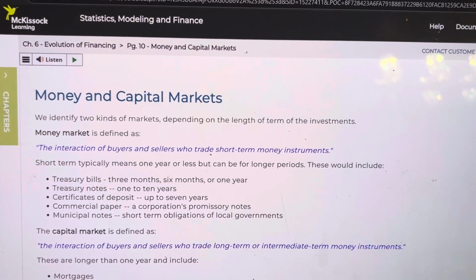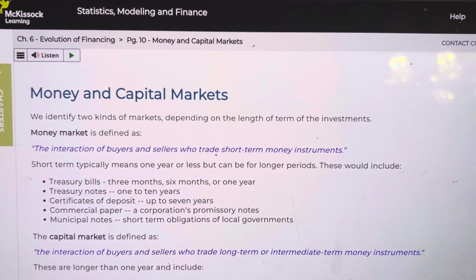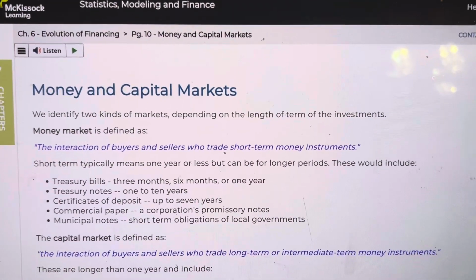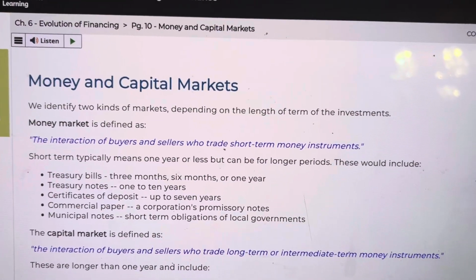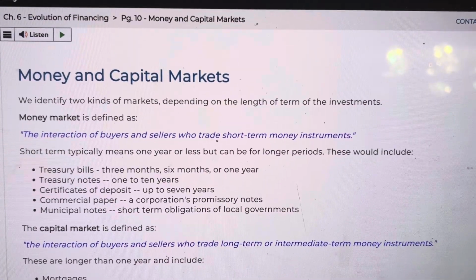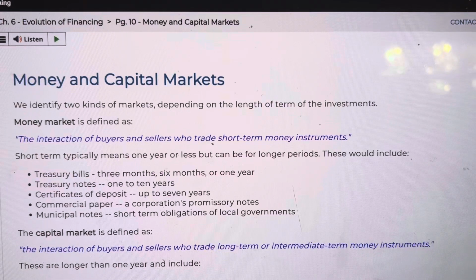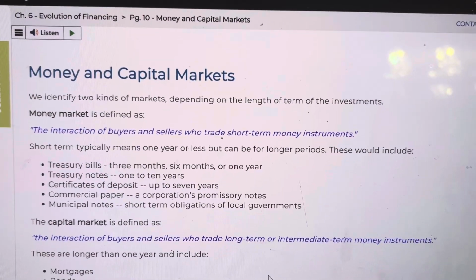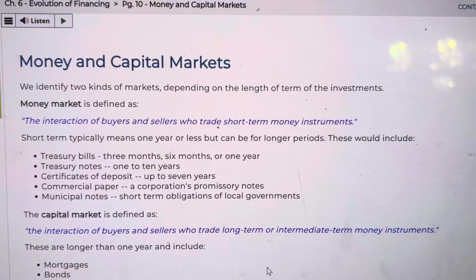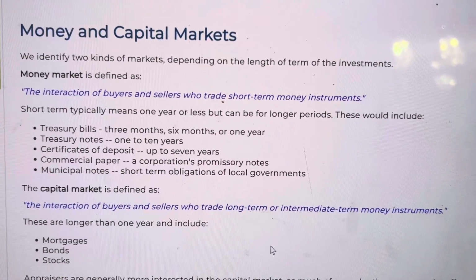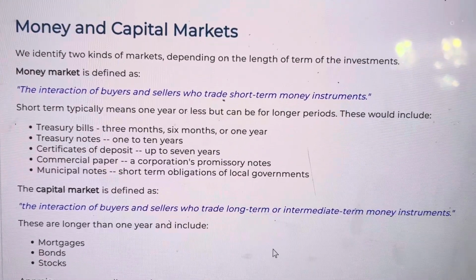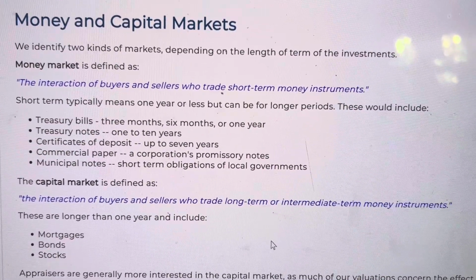Statistics, Modeling, and Finance, Chapter 6, Evolution of Financing, page 10, Money and Capital Markets. We identified two kinds of markets, depending on the length of the term of the investments. Money market is defined as the interaction of buyers and sellers who trade short-term money instruments.